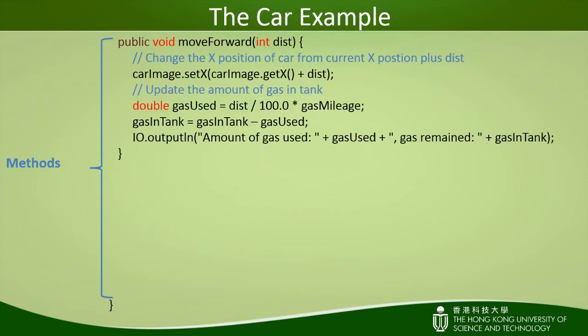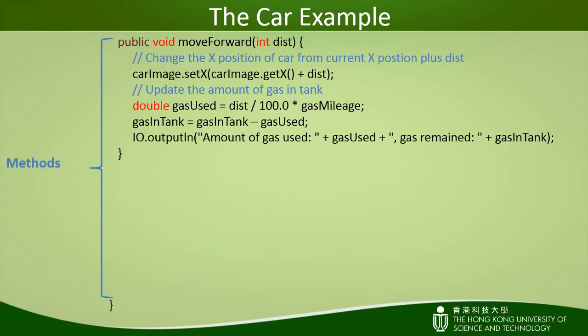Since moving a car will use up some gas, the amount of gas in tank needs to be updated. We first compute the amount of gas consumed for this move by dividing the distance moved, that is the value of the variable this, by gas mileage, assuming that the unit of this is in kilometer. Since gas mileage is provided as liters per 100 kilometers, we need to divide the result by 100. The amount of gas remaining in tank can now be updated by subtracting gas used from the value of gas in tank. The resulting computation is output to the console.